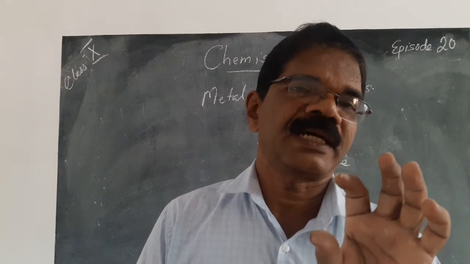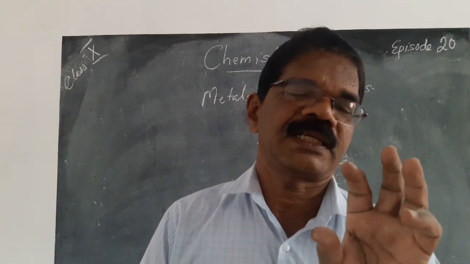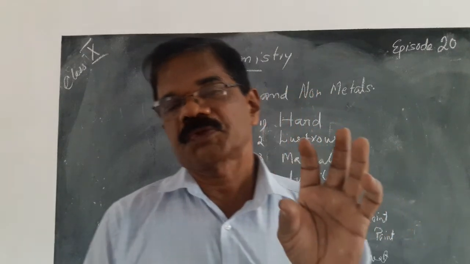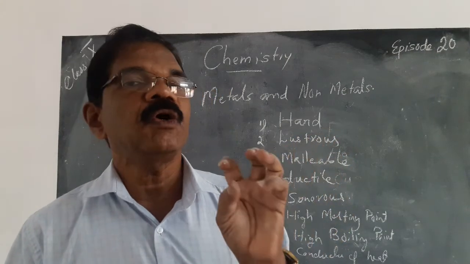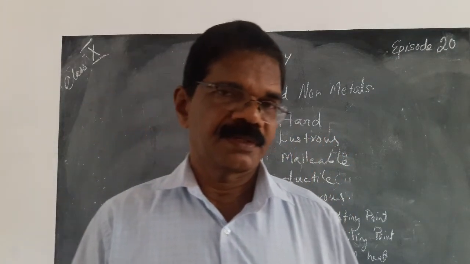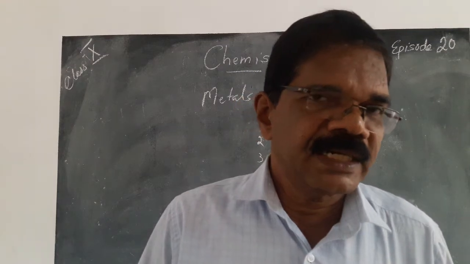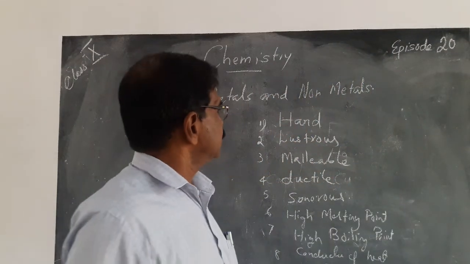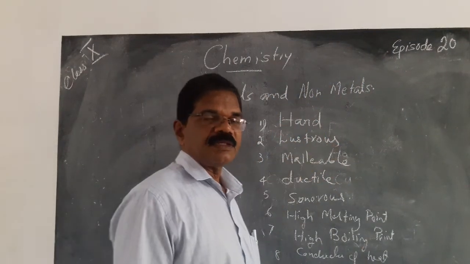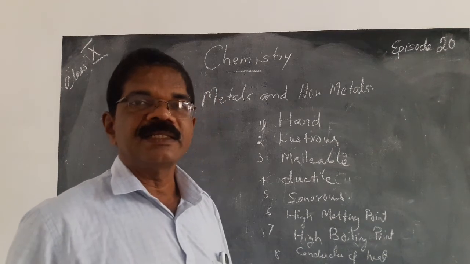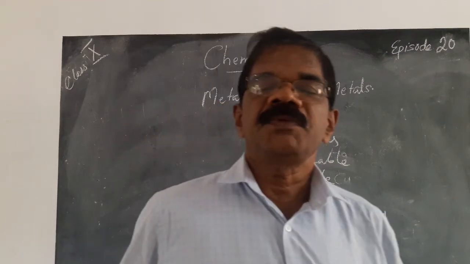The melting point of gallium and cesium is 28 degrees centigrade, so at room temperature it melts. They have low melting and low boiling points. Then we say that all the metals are very hard. But at the same time, there are two metals that are soft.